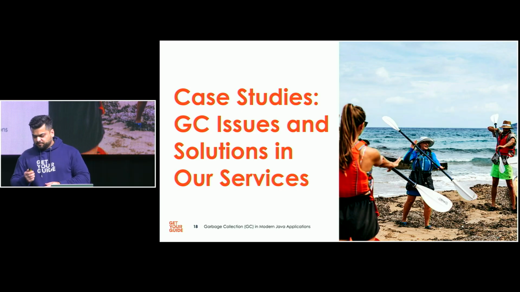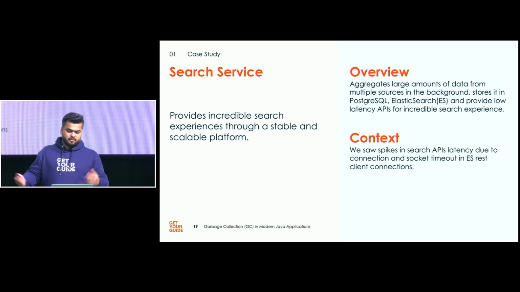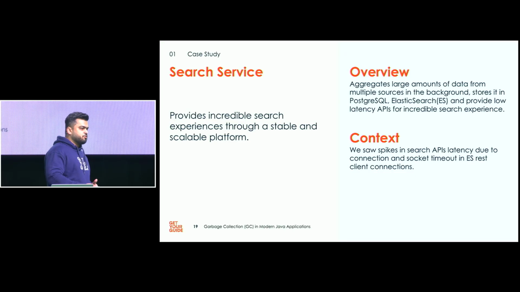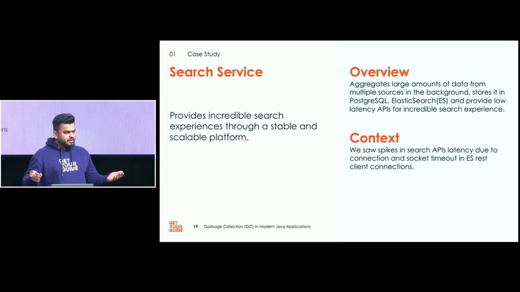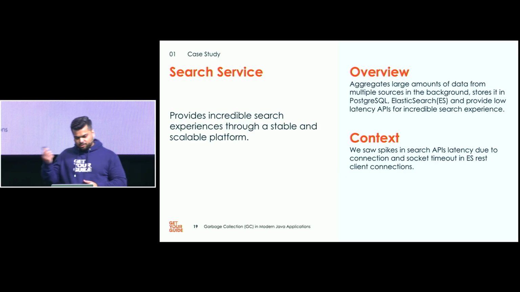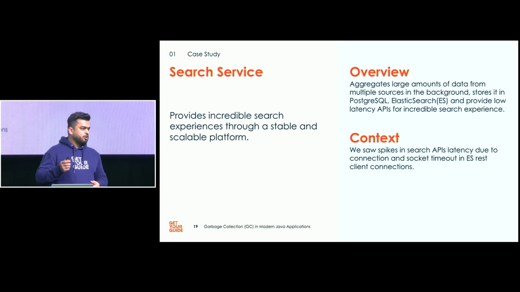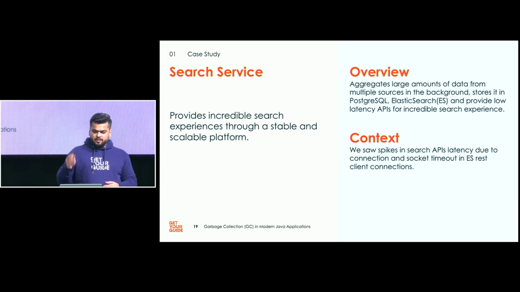Let's discuss that. And the first service that I have here to showcase is the search service. Search service's main mission is to provide an incredible search experience to our customers. So when they go to GetYourGuide, they are able to search their favorite activity, and hopefully they book it and enjoy it. The requirement for this one is basically that it should be low latency, imagining millions of travelers coming in, searching for the activities. So it needs to be really low latency.